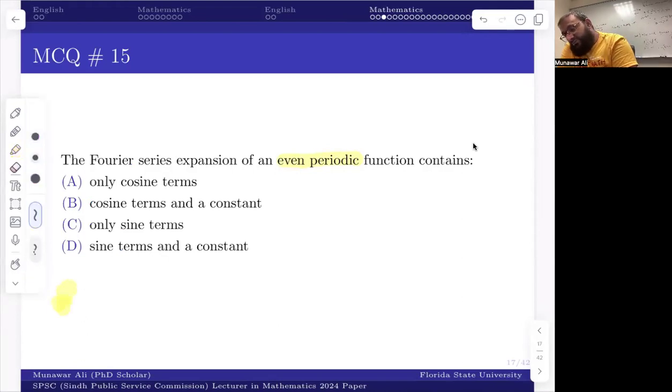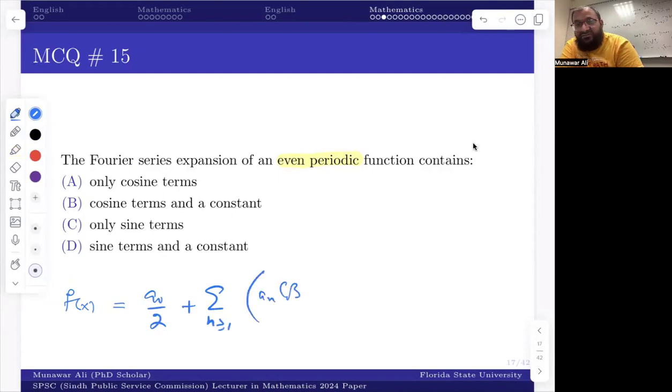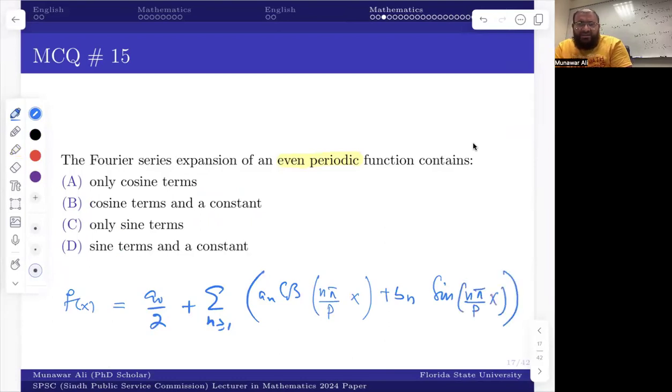Let me tell you that the function is approximately equal to some constant divided by 2, plus a term involving cosine n pi x over p, plus b n sine n pi x over p, where 2p is going to be the period, because it's going to be from minus p to p. So 2p is going to be the period.